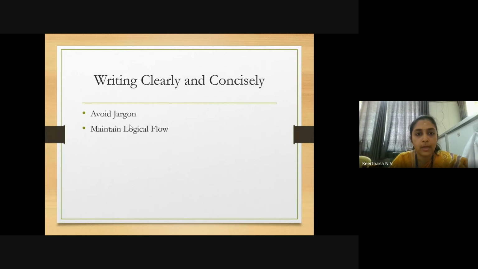You have to avoid jargon, meaning please avoid common technical words while writing a paper. You can find similar synonyms on the net and replace them. And you have to maintain the logical flow.